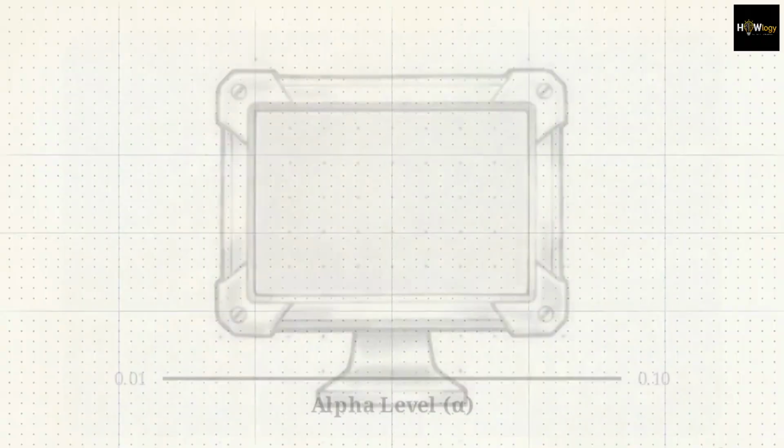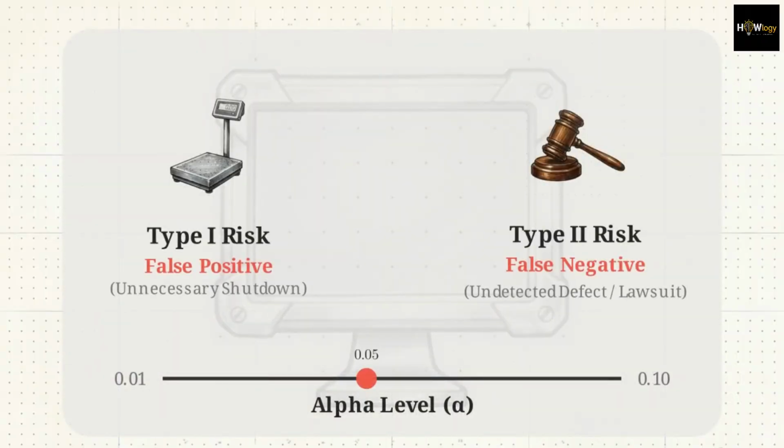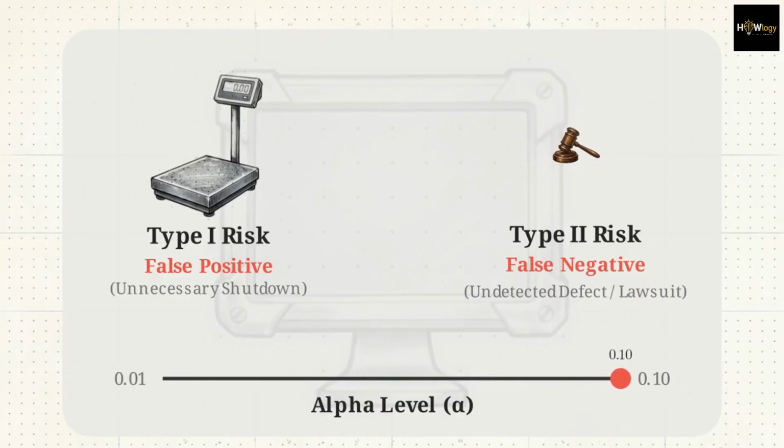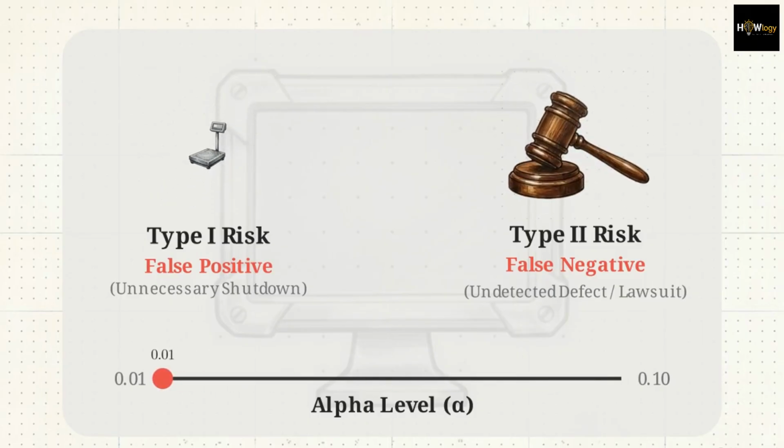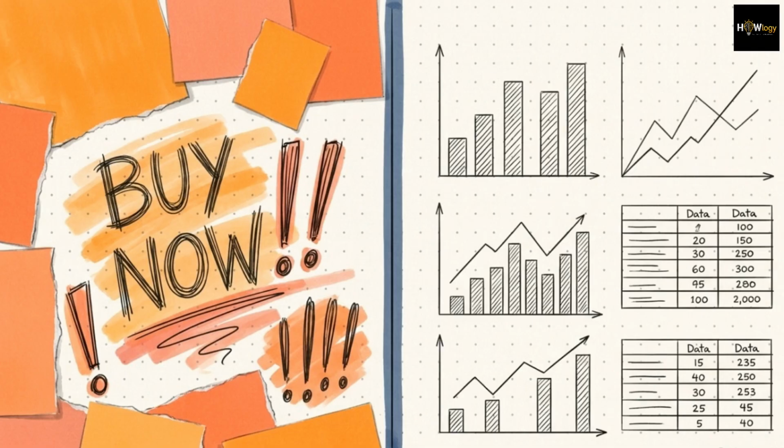The alpha level we set at 5% is actually a risk management dial. As a business moves the alpha slider, they actively choose whether they would rather risk a false positive factory shutdown or a false negative lawsuit. These rigid protocols function as a calculated risk management tool, empowering modern society to navigate uncertainty and separate corporate fiction from statistical fact.